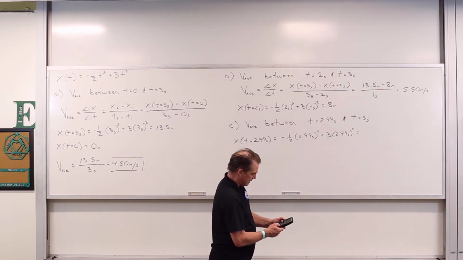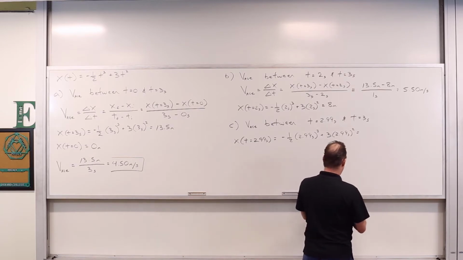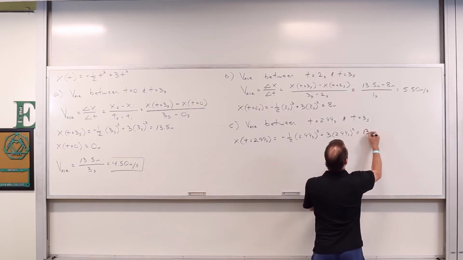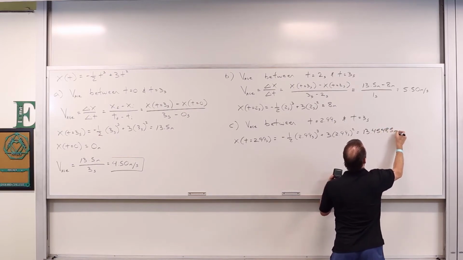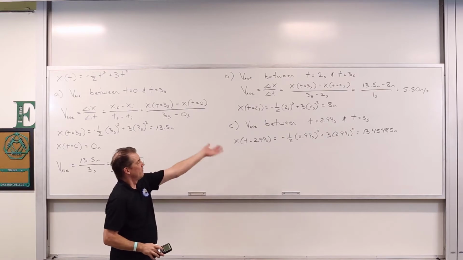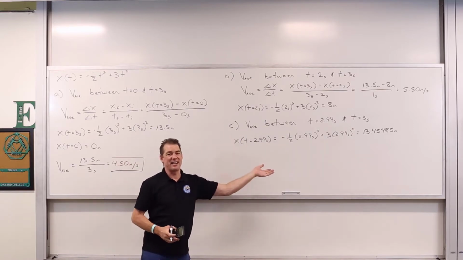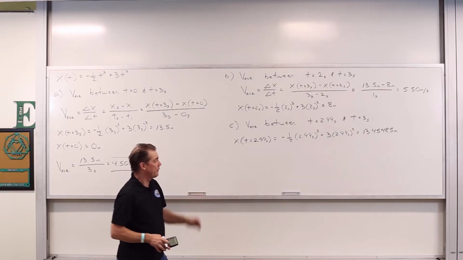I get something around here, and that would be squared. 13.45485 meters. Well, that's really close to 13.5. But again, we're looking at t equals 2.99 seconds. At t equals 3 seconds, 1/100th of a second later, we're at 13.5.